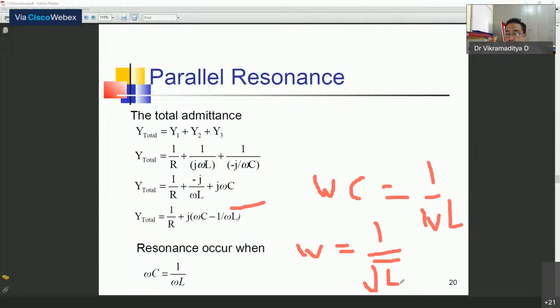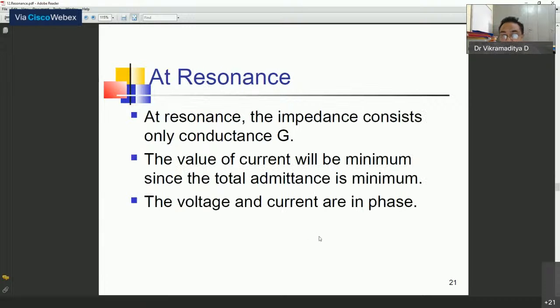To your surprise the result is the same. You need not get surprised, but the values of current and voltage will be different. Here you will find that the admittance is 1 upon R. At resonance, the admittance consists of only conductance, whereas in series it was R. The value of current will be minimum since the total admittance is minimum. In the series case it was maximum. So don't infer from the current value or the voltage value. The voltage and the current are in phase. Definitely the imaginary part is 0, so voltage and current will be in phase.